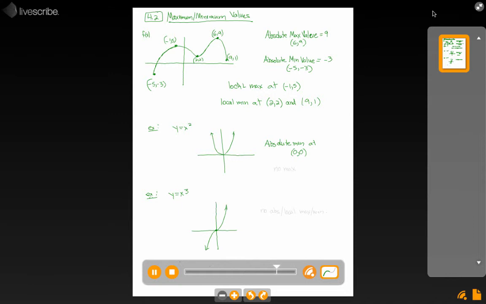Now, y equals x cubed is interesting because it looks like something's going on at the origin. There's a little wiggle in the graph there, but it's not the highest, nor is it the lowest point on the graph, and it's not even higher or lower than the points around it, because if you go to the right, you'll go up. If you go to the left, you go down. So it has no absolute or local max or min, whereas y equals x squared had an absolute min with no max, because the graph continued infinitely upward. So there's your introduction to absolute and local max and min.